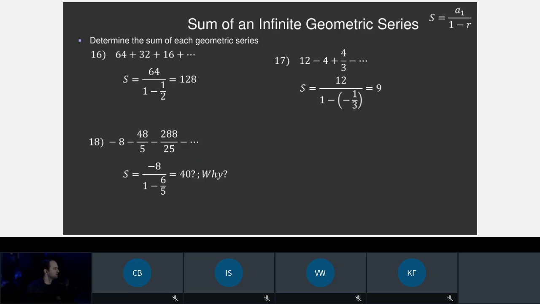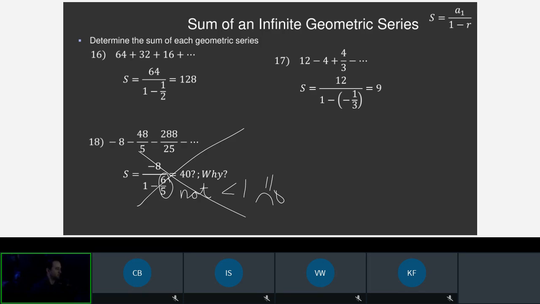So, the answer is no. We shouldn't have even done this. This is not less than 1. Sad face with a tear. So yeah, that's no good, right? We can't do that one. On your quiz, on your test, they don't try to trick you. I just wanted to trick you on the last problem, just for funsies.